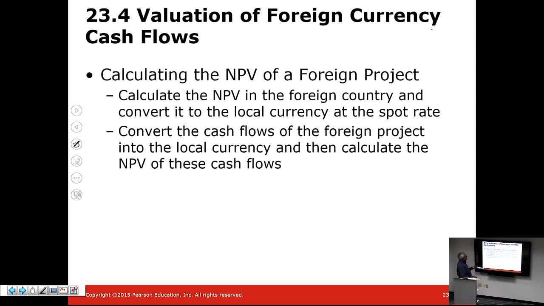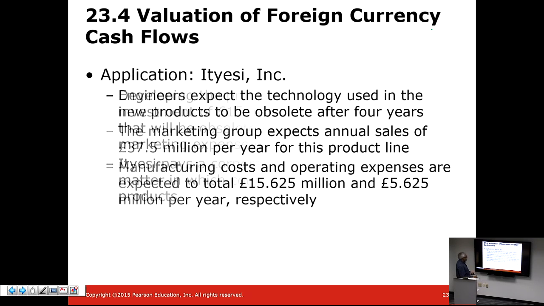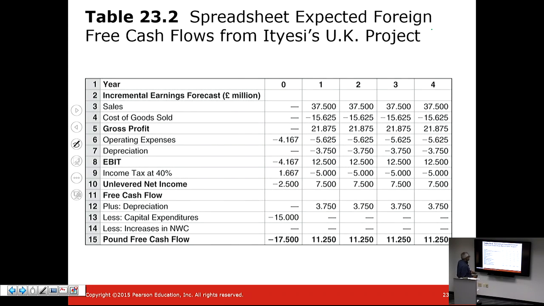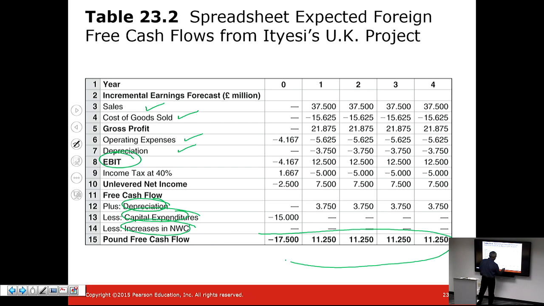What do we do with foreign projects? We looked at net present value for domestic projects. How do we do net present value for foreign projects? Pretty much the same strategy. We start with sales, cost of goods sold, we get operating expenses, depreciation, calculate EBIT, then we add back depreciation, subtract capital expenditure, account for net working capital. These are our cash flows, but this time these cash flows are in pounds because the project is in the UK.